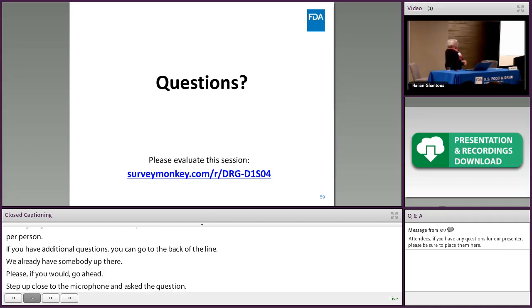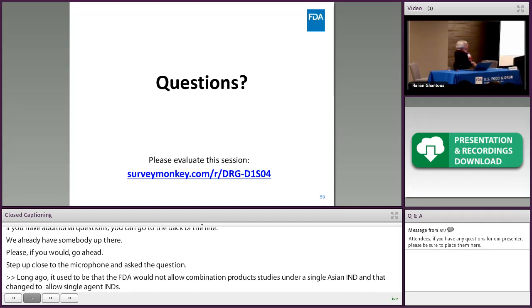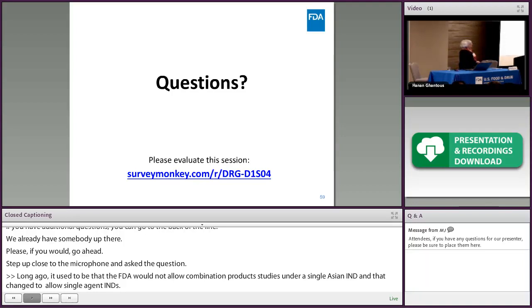Ask the question. Long ago, it used to be that FDA wouldn't allow combination product studies under a single agent IND. Then that changed to allowing combinations under single agent INDs. Now with the new 1571, where those checkboxes only work when you check initial, does that mean that if you later in your development decide to, with a single agent, then do combination products, you have to have a new IND? Well, it depends.